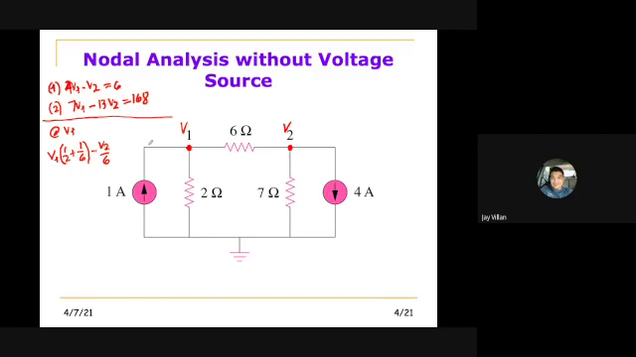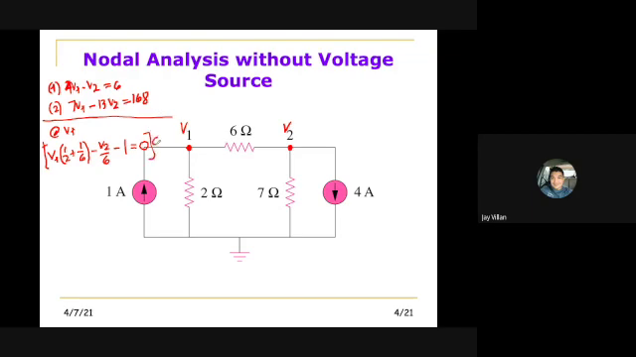Okay? And then, minus the current sources that are entering the node. In this case, this 1 ampere is entering this node. So that is 1 ampere and that is equal to 0. Okay?